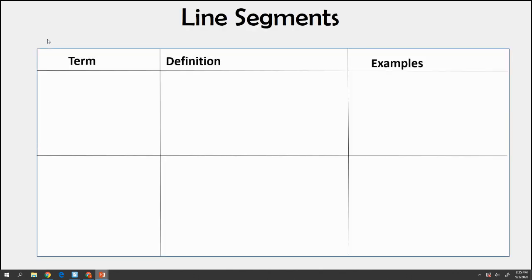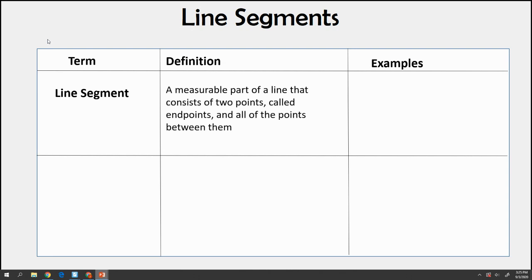All right, so first of all, just a quick review. The line segment concept: a measurable part of a line that consists of two endpoints and all the points in between. So if you had this drawing, you can see that it's a line, but you can also see there are parts of it that make it a line segment. For instance, segment XY would be this measurable distance from X to Y.